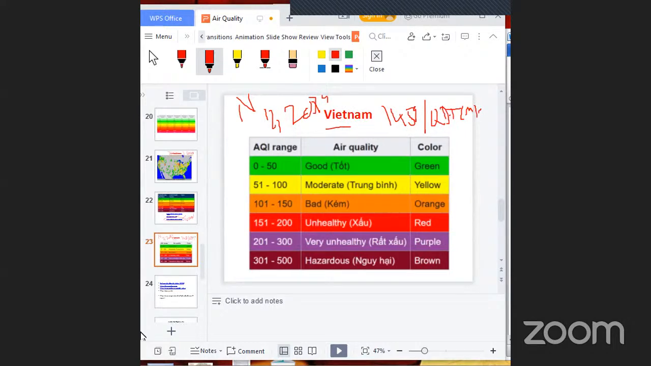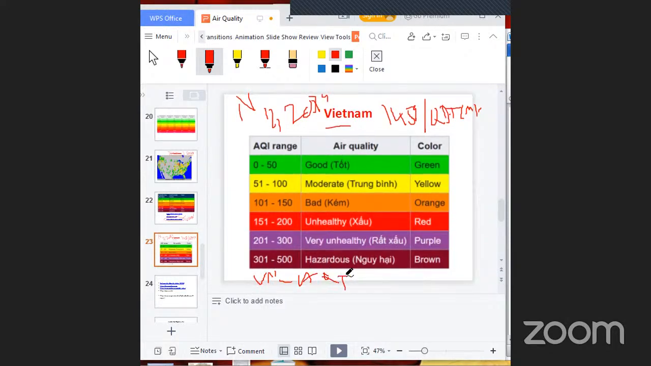So that is promulgating technical guidelines for calculating and publication of the Vietnam Air Quality Index, that is called VNAQI, right? Vietnam Air Quality Index, right?